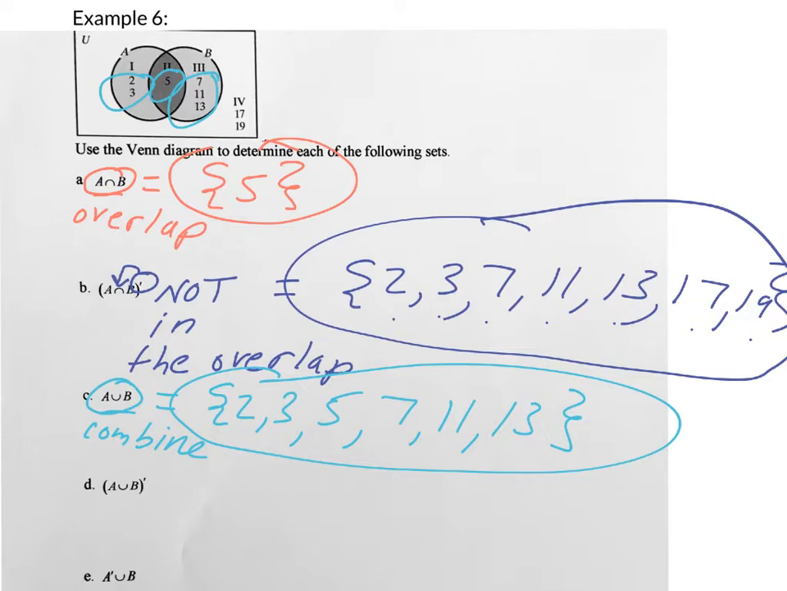Okay, now we're going to look at D. So question D, we have A union B again, but now it's inside parentheses, and we have the complement, the apostrophe, outside the parentheses. So I'm really going to apply it to the union. If union was everything inside the circles combined, and complement means what's not, then putting it together, it means everything outside circles A and B.